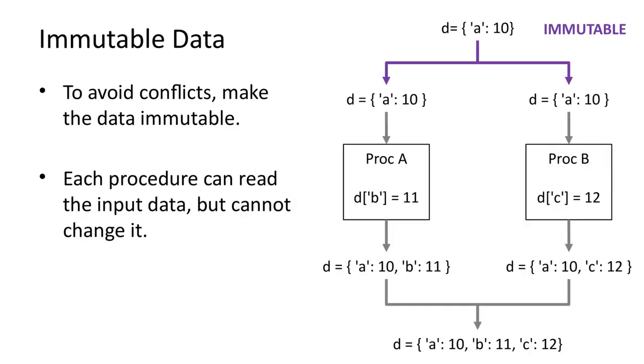One way to avoid conflicts is to make the data immutable. In the example, each procedure can read the input data, but cannot change it. Each procedure creates its own data. The final output of the data flow then includes all three datasets. The downside of this approach is that it can be very inefficient. For example, if we consider procedures working on a complex 3D model, each procedure would have to keep duplicating parts of the model.